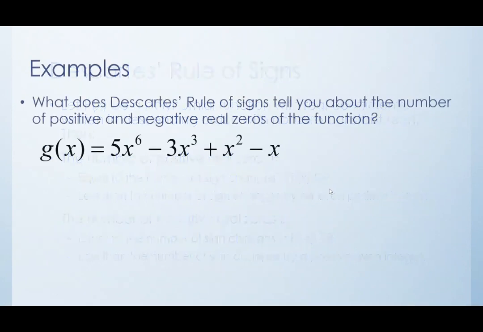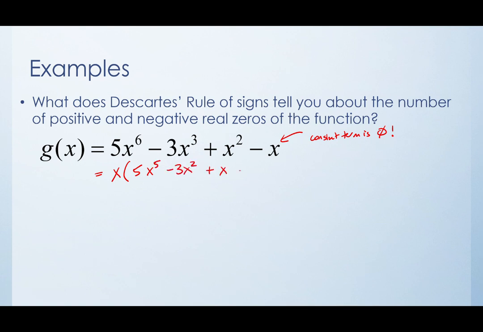Okay, so our first one up here, we have a little bit of a tricky one because there's no constant term, right? The constant term is 0. Oops, constant term is 0. So what we're going to do first is we're going to factor out an x. So we'll have 5x to the 5th minus 3x squared plus x minus 1.